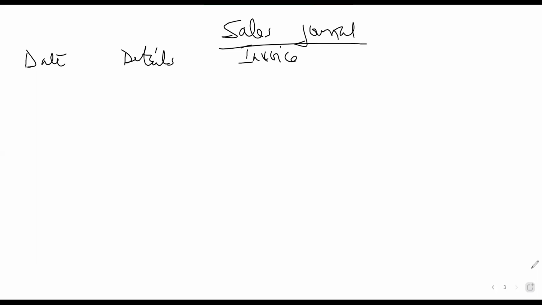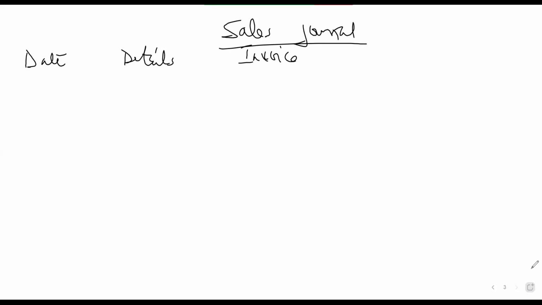Or sometimes you see ledger folio. The ledger folio, we normally use it for what? For accounts. The ledger folio will tell you the corresponding accounts. So on what page of the corresponding account can we actually get this particular transaction?